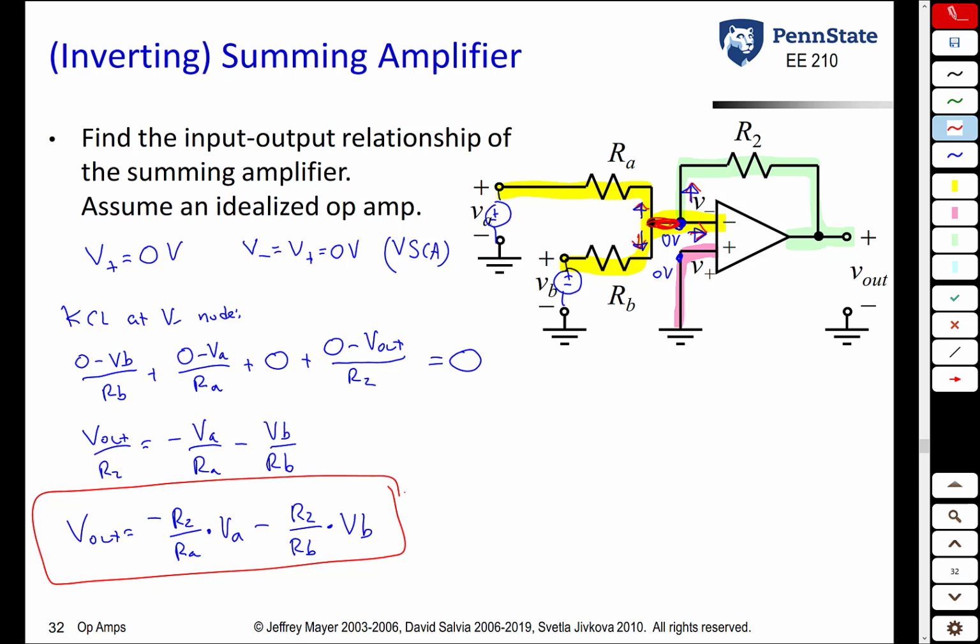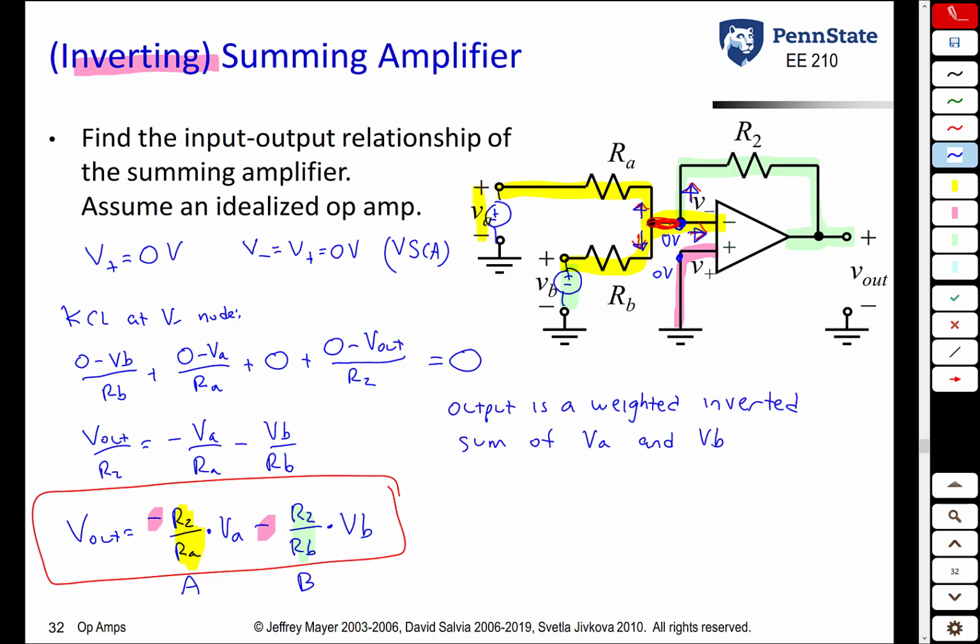What we see is that the ratio of R2 and RA gives us the gain associated with that input, and the ratio of R2 to RB gives us the gain for that input. And what we see is that the output is an inverted weighted sum of VA and VB. Inverted because we have a minus sign here and here, so that's the inverting part. Weighted because these gains, A and B, can be different, and it's a sum because we're adding them together. So once again, V out is an inverted weighted sum of VA and VB.